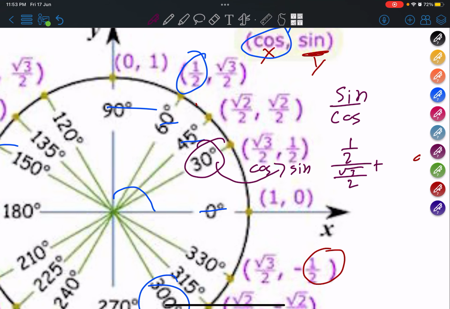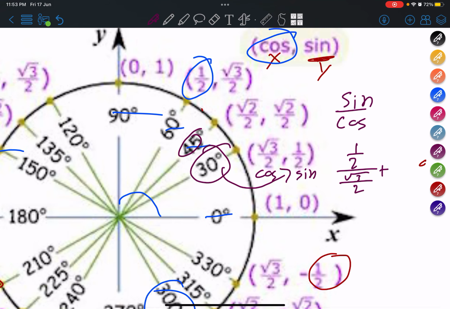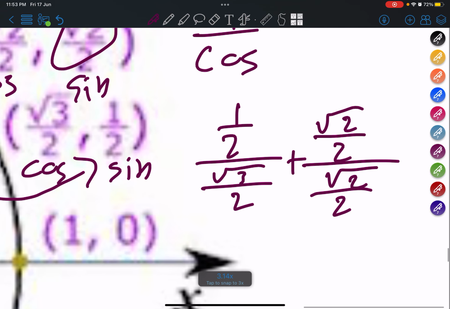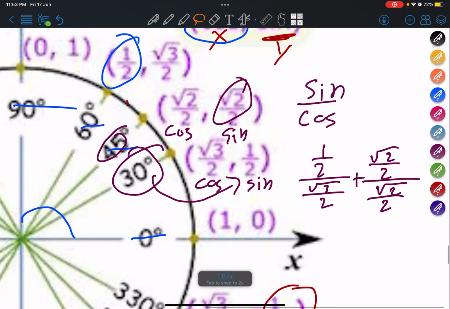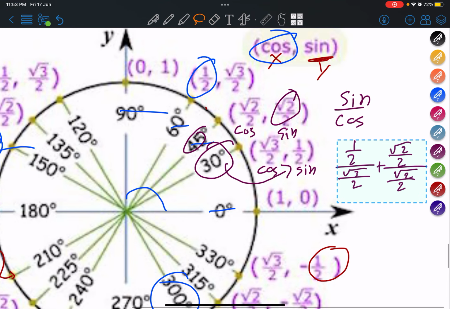Plus, we said tan 45. So if you go to 45, we'll do the same thing. We'll take the sine here and cosine here. So we'll take root 2 over 2, then divide by, again, root 2 over 2. And if we take the tan of 45, it should equal 1, okay? But for the sake of this question, let's just take these two together.